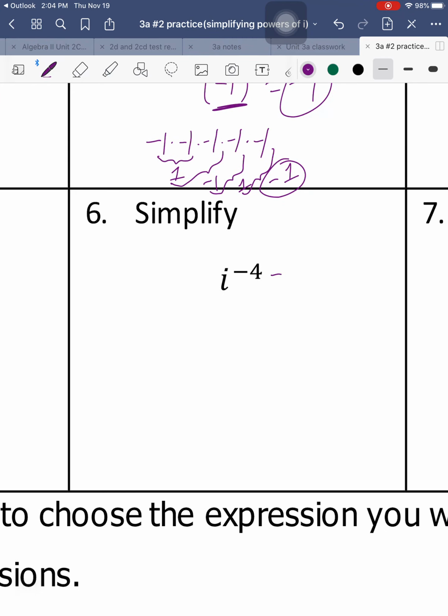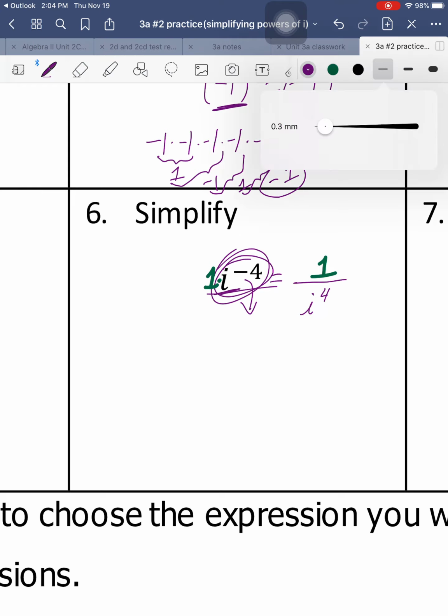All right, number 6, we have a negative exponent. With a negative exponent, you take the base with the exponent and drop it to the denominator, making it positive 4. Now you're like, well, there's nothing in the numerator. Well, there's always something there. There's always that 1. So it's 1 over i to the positive 4. So now we have i to the 4th. Let's look at i to the 4th. How many i squareds can you divide out of 4? 2.